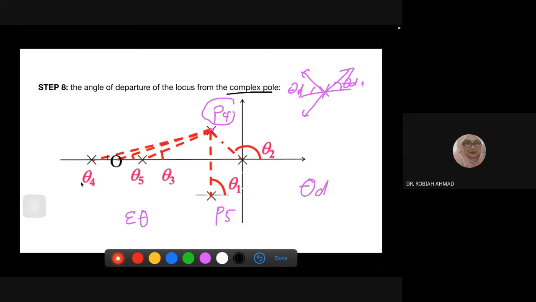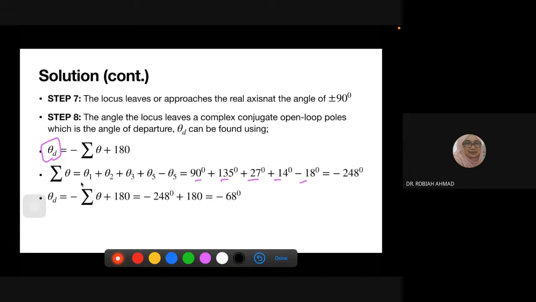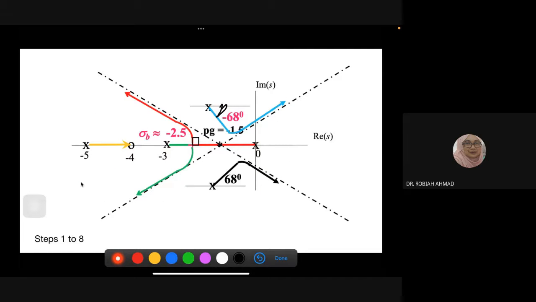So let's say we have its partner theta 1 here to P4, which is 90 degrees. This one is 90 degrees. And then pole number 1 is S equal to 0 to P4 here. Since it is 1, 1, it is about 135. And then this is our pole number 2, if I'm not mistaken. So minus 3. So we find its theta. And then this is number 4. We find its theta. And for zeros, they should be negative. So this is what we get: theta 1, theta 2, 3, 4. And then 5 is the zero. So we get negative 68. So this is how the 68 looks like.